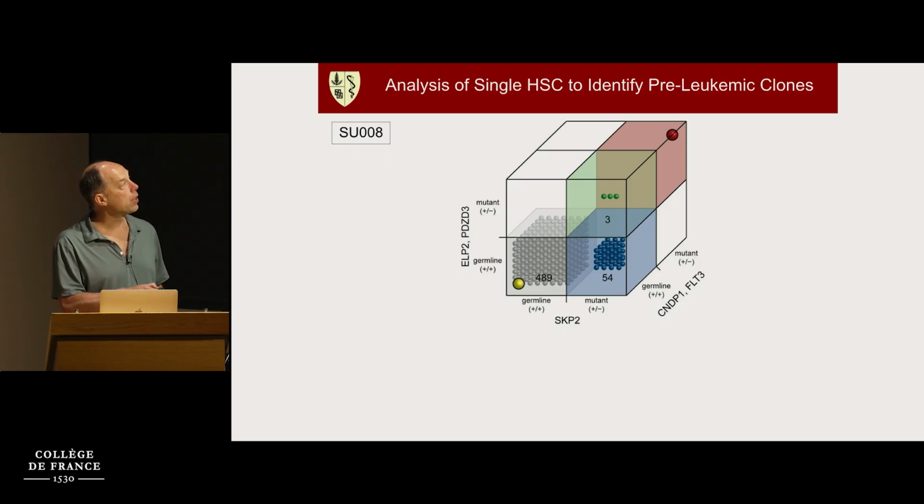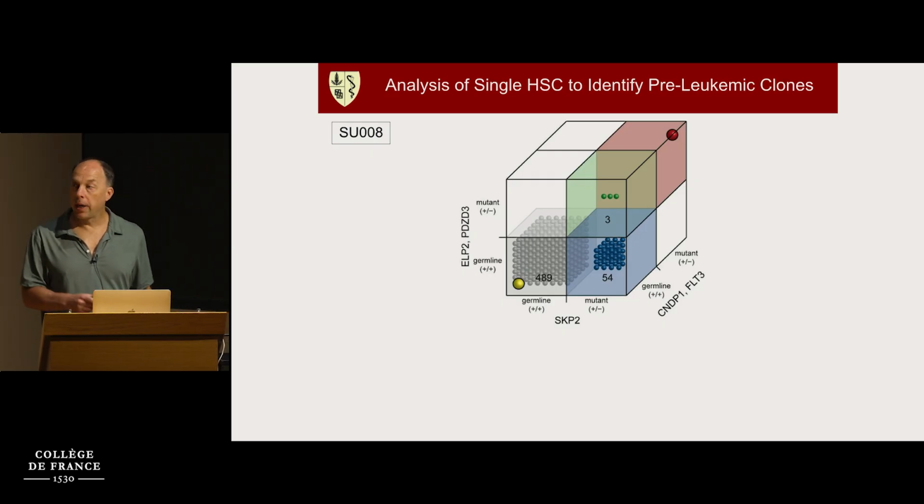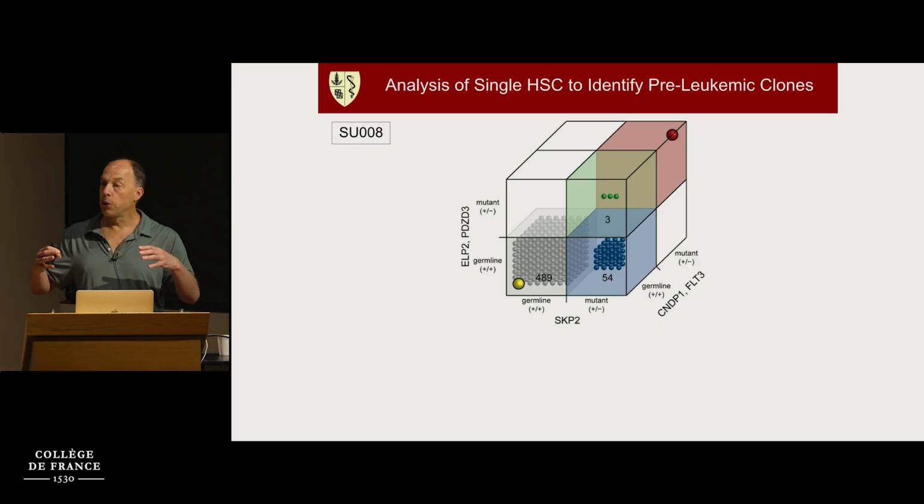Most of the normal cells had no mutations, so they're down here in this corner, almost 500. 54 cells had this one mutation in it, but not the others, so they're here in this quadrant. 3 cells had this mutation and these two, so they're in this quadrant, and 1 cell had all of them. And when you think about this, only these quadrants are occupied, which means there's a Venn diagram that lets you work out exactly the order of mutations that happen biologically.